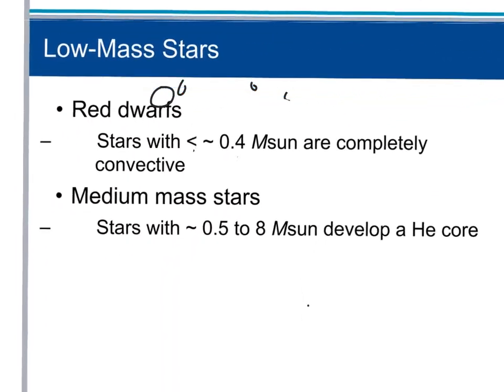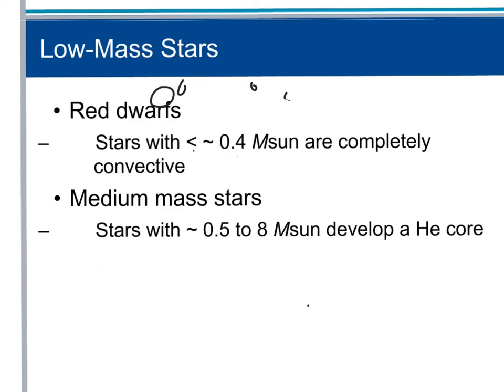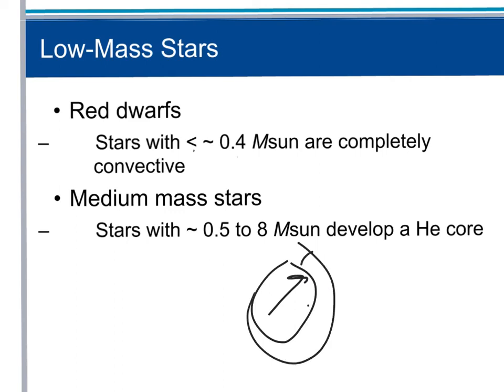And so these low mass stars are red dwarfs, and they're stars with approximately less than 0.4 times the mass of the sun, and they're completely convective. So when we saw the sun radiating, we had this little convection circle right there. Well, a red dwarf is completely convective. There's no radiation coming out of it. So the medium mass stars are just a little bit bigger, and they develop a helium core.